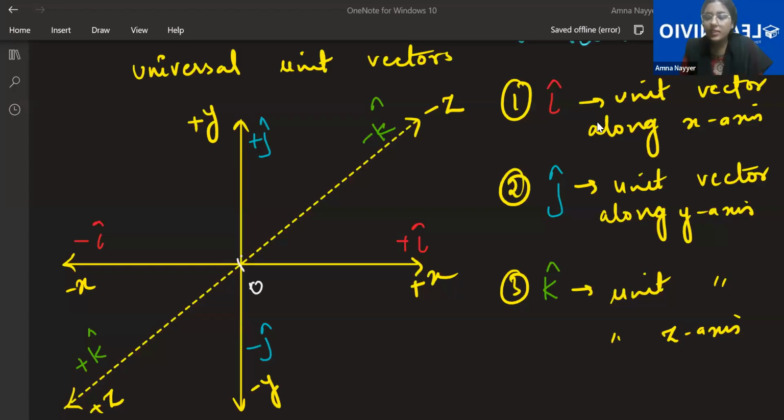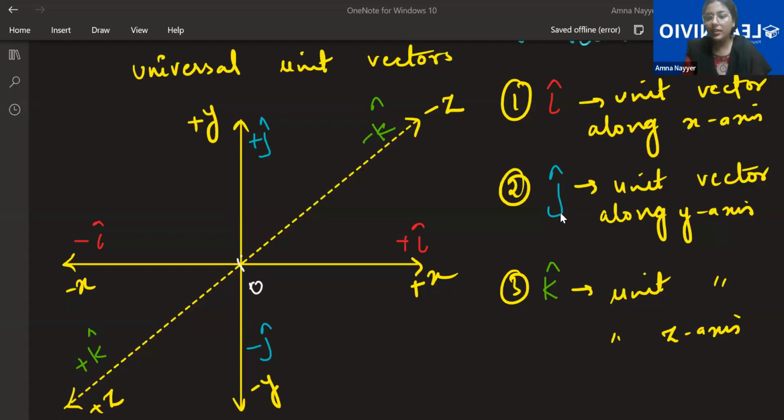Now, these three axes are always fixed: your x axis, your y axis, your z axis. No matter what, your axis will never change. So we call these universal unit vectors, meaning the vectors which are universally fixed. Once you study this here, till your class 12th you will be able to utilize them. That's why we use the term universal unit vectors. Whatever is the unit vector along the x-axis is called the I cap. If it is a positive x-axis, use plus I cap. If it's a negative x-axis, use minus I cap.